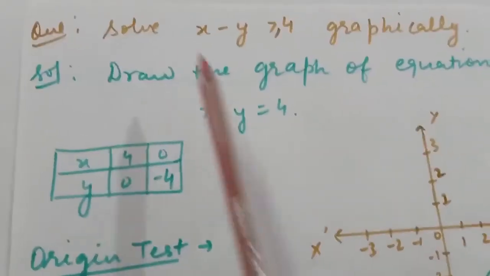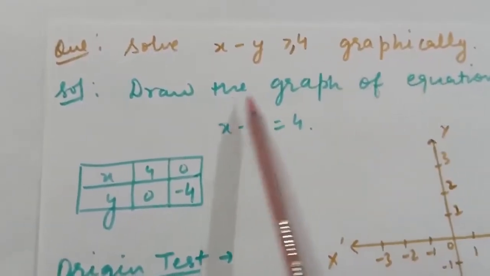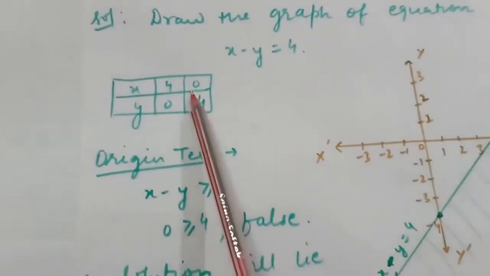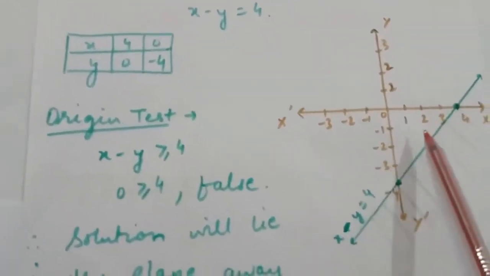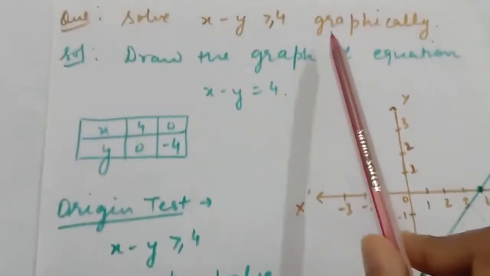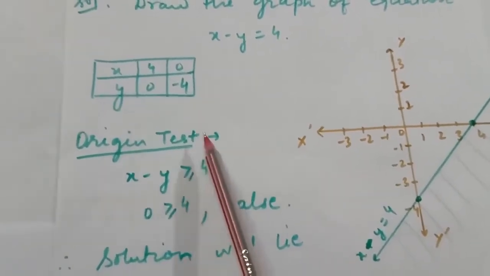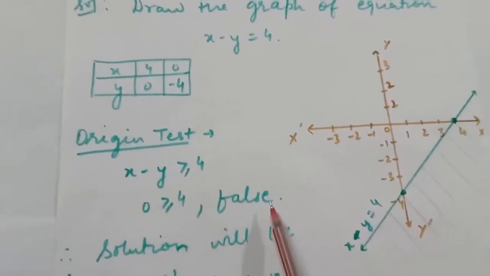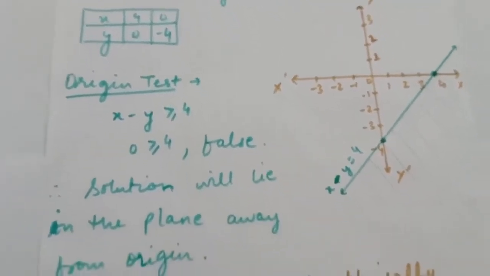Clear? Now the next question is: solve x minus y greater than or equal to 4 graphically. First of all, draw the graph of the equation x minus y equal to 4. Taking these 2 points, draw the graph, or you can take any other points. We have drawn the line x minus y equal to 4. Because equality is there in the question, draw the dark line. Now do the origin test. When you put 0 in place of x and y, you will get 0 greater than or equal to 4, which is false. Therefore the solution will lie in the plane away from the origin.